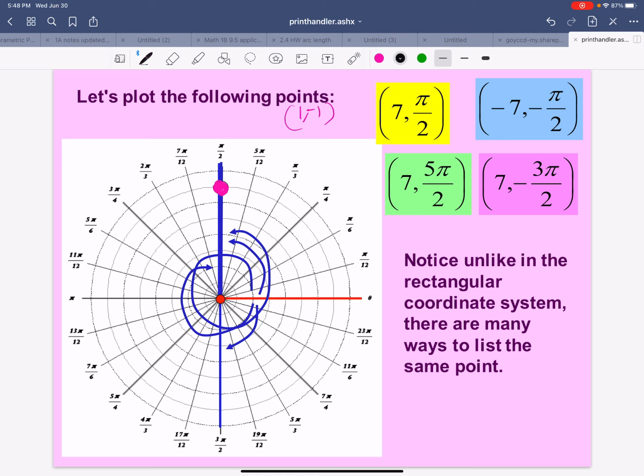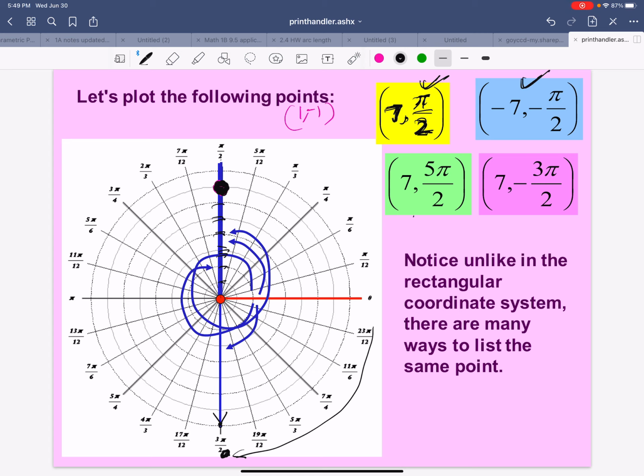Number 1, we're looking for (7, pi/2). So first find the angle pi/2, which is here, and then count 1, 2, 3, 4, 5, 6, 7. So this is my point (7, pi/2). How about (-7, -pi/2)? For that, let's look for the angle -pi/2, which is the same thing as 3pi/2. So that's going to be here. This is my angle -pi/2. Now start counting 7 backwards, so I'll be at the same spot again. So both of these points represent the same location.